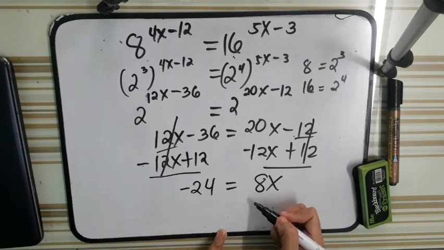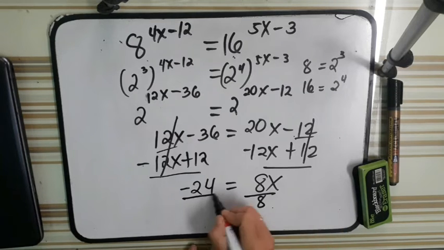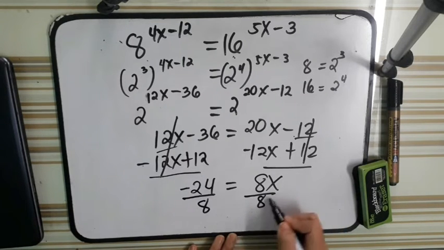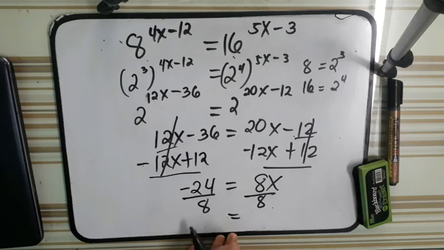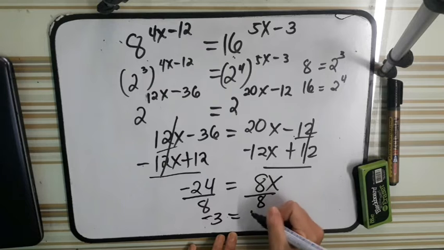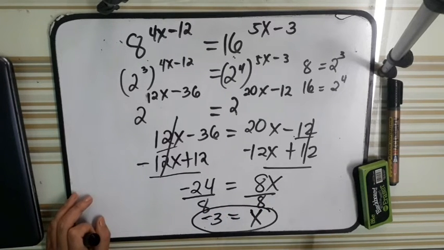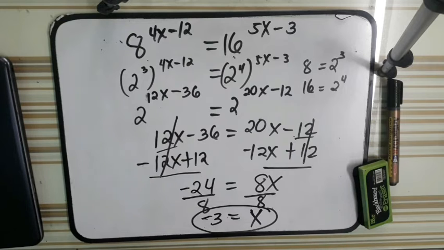So now let's simplify this by dividing both sides by 8. So the answer is negative 24 divided by 8 is negative 3. 8 divided by 8 is 1, so we cancel. It will become x. So the final answer is negative 3 is equal to x, or x is equal to negative 3.